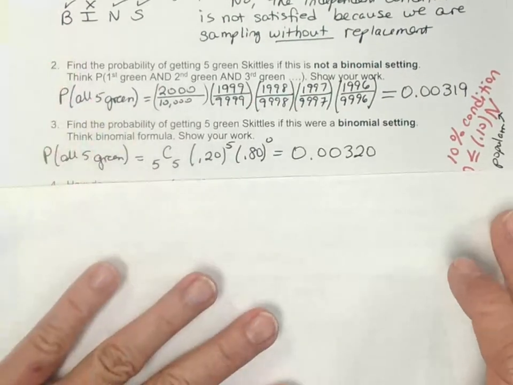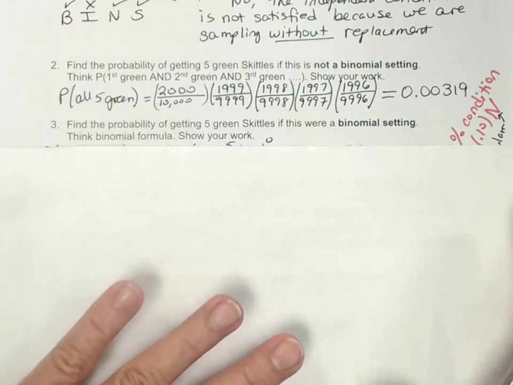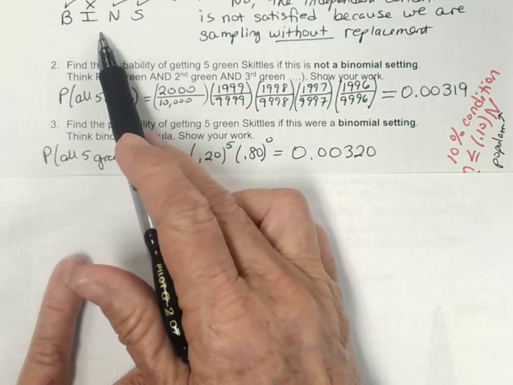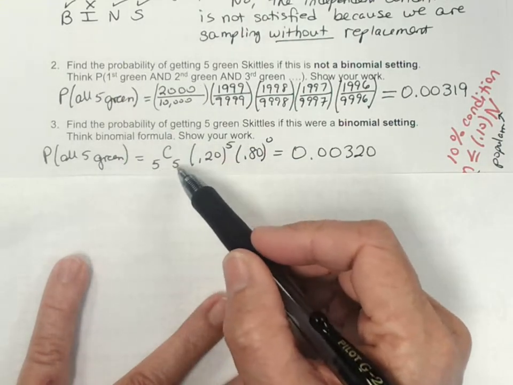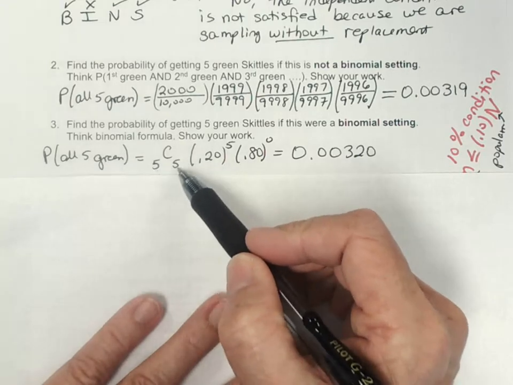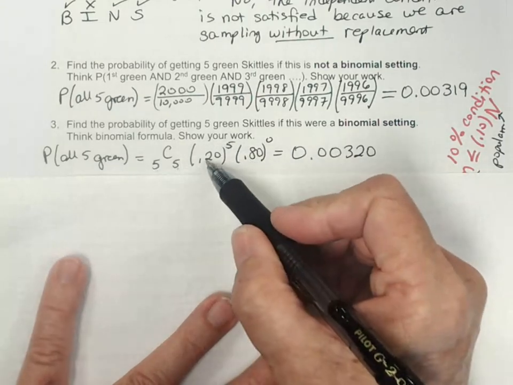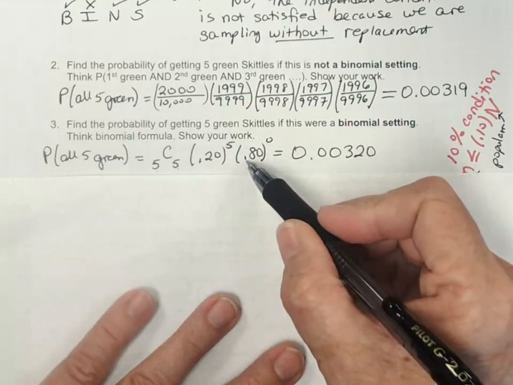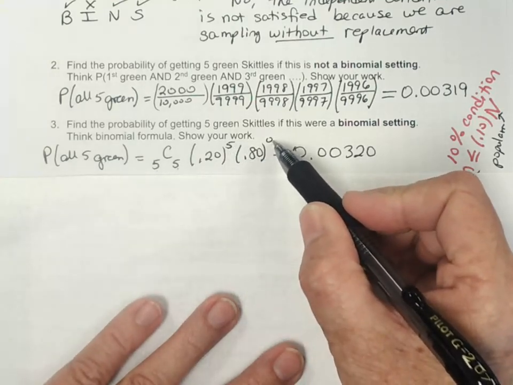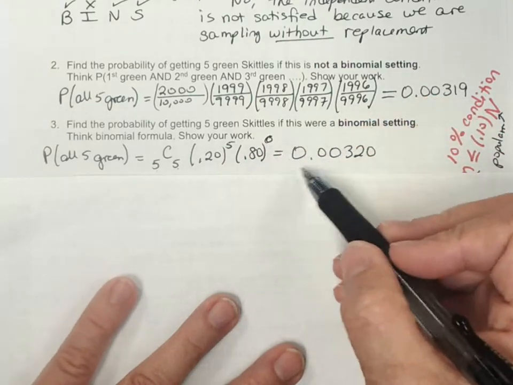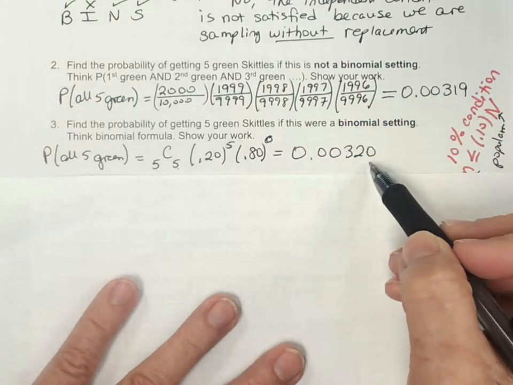Okay, find the probability of getting 5 green Skittles if this were a binomial setting. So if that independence condition was met, then we would use this. 5 trials, and I want 5 successes. The probability of success is 0.2 to the 5th power. The probability of failure is 0.8 to the 0 power, because 5 minus 5 gives me that 0. And that gives me 0.0032.